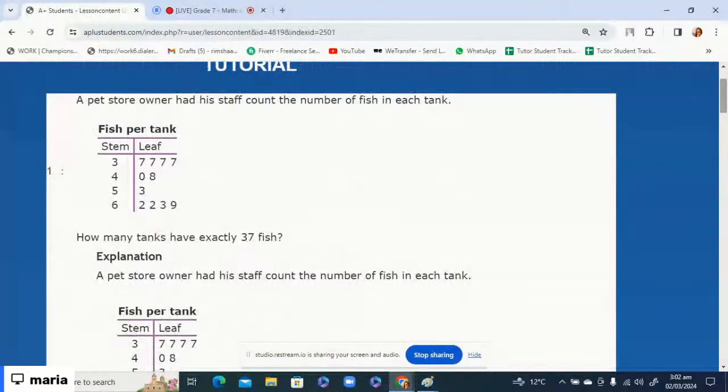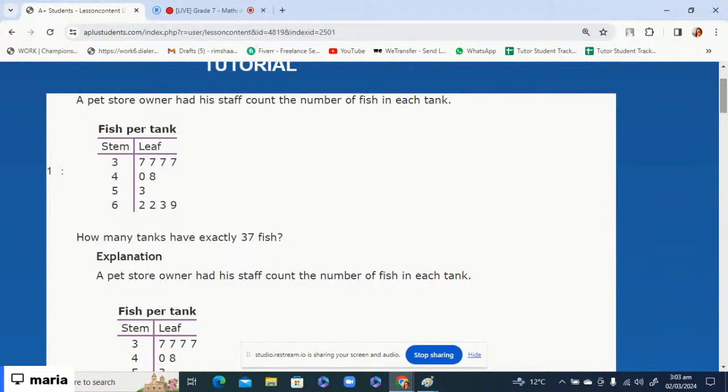So for example, here is a question. A pet store owner had his staff count the number of fish in each tank. The stem is given, which is 3, 4, 5, and 6, and the leaf is given. For the 3, it's 7 four times. Then for 4, it's 0 and 8. Then for 5, it's only 3. Then for 6, the leaf is 2, 2, 3, and 9.